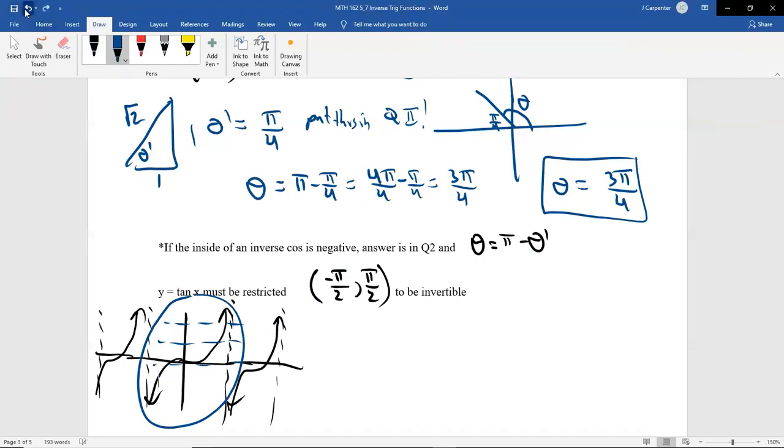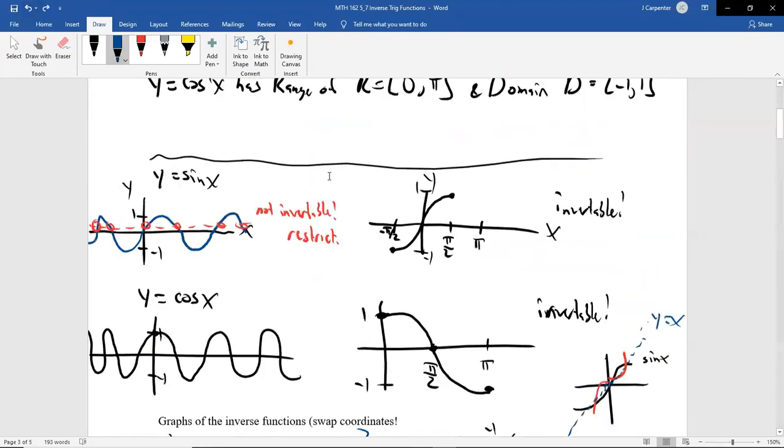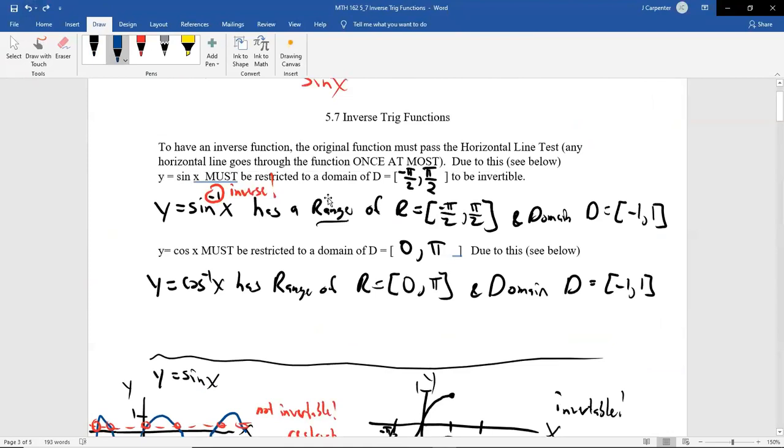So that's the reasoning that we restrict the tangent to negative pi over 2 to pi over 2. This is almost the same restriction as sine. This is the restriction for tangent, negative pi over 2 to pi over 2, but surrounded in parentheses. Let's look at the restriction for sine, though. Sine was restricted to negative pi over 2 to pi over 2, but it had brackets around them instead of parentheses. Why did we have brackets for that one?